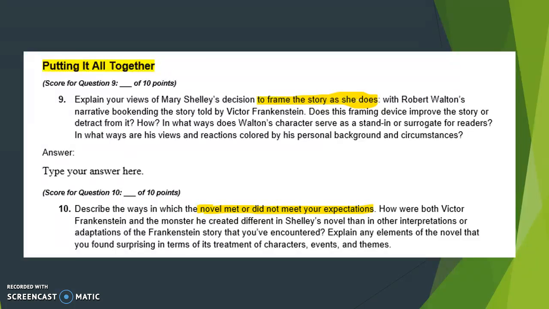telling the story. Number 10, describe the ways in which the novel met or did not meet your expectations. How were both Victor Frankenstein and the monster he created different in Shelley's novel than in other interpretations or adaptations of the Frankenstein story that you've encountered? Explain any elements of the novel that you found surprising in terms of its treatments of characters, events, and themes.